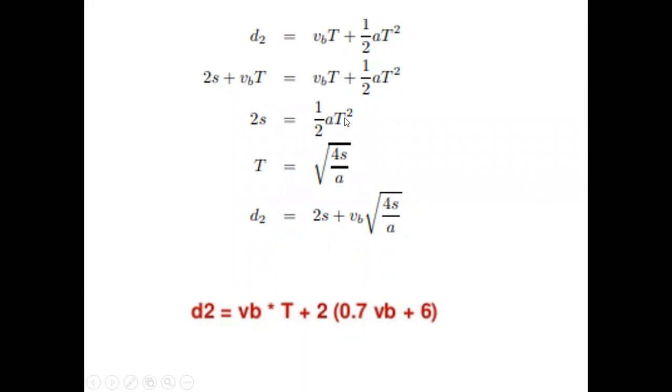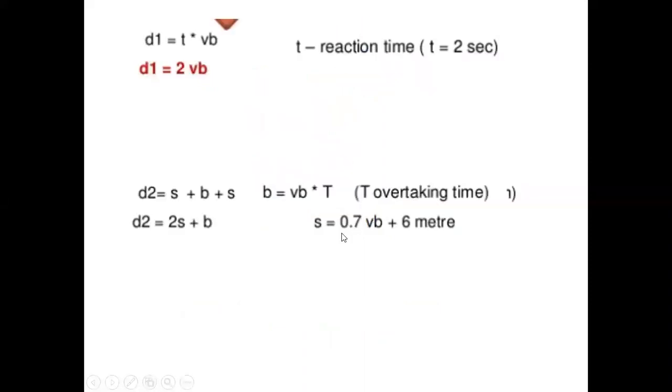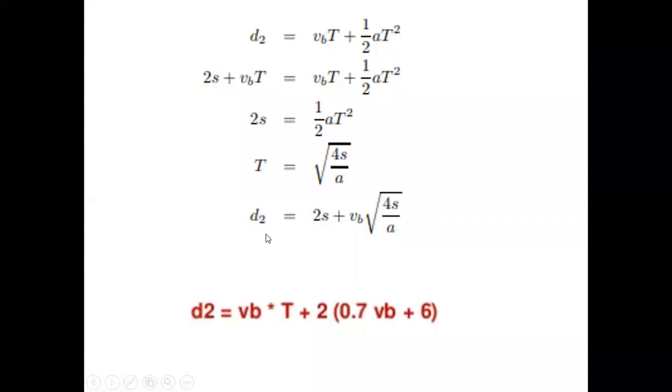I want the expression for the overtaking time. So I'm keeping the t square here as it is, and multiplying here, so it gives me 4s by a. If I remove the square, I want the expression for t, which gives me square root of 4s by a. This s will be the spacing, which we have seen here, 0.7 v suffix b plus 6. Got it? So this is the expression for t.